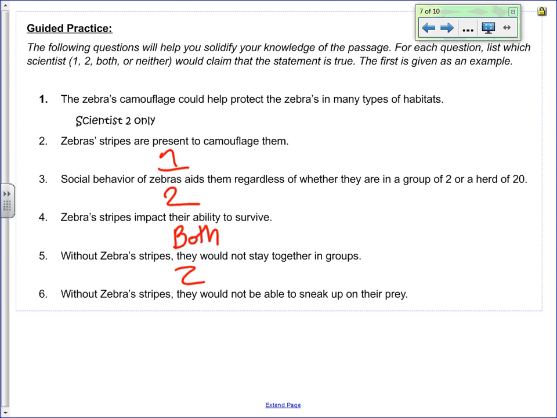Yeah, because the stripes are not there to help them stalk their prey. They're there to help them hide. All right, so this would be a neither. Okay, at this point, if you can answer all of these.